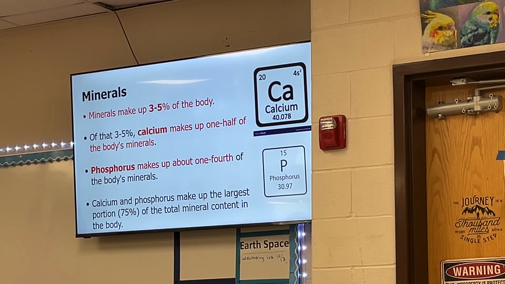Minerals make up 3 to 5% of the body. Calcium is a huge one, makes up about 1/2 of the body's minerals, and phosphorus makes up about 1/4. Calcium and phosphorus often go hand in hand, and they make up a huge portion of the body content. Phosphorus and calcium are stored in the bones, and we have a lot of bones, and that's why it makes up so much of our body content.